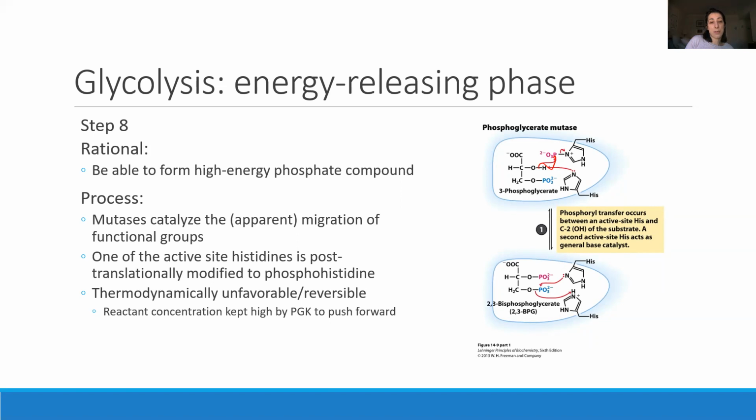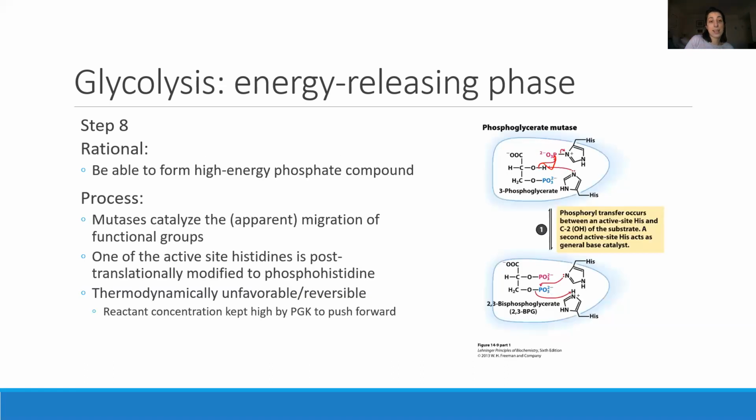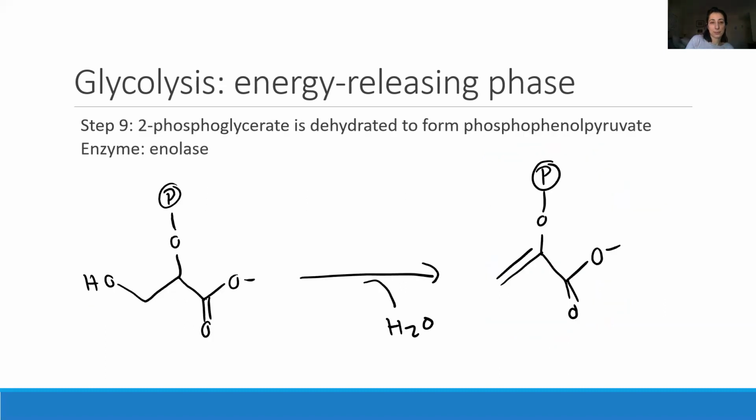This reaction is unfavorable and reversible. And again, the reason that it is able to continue is because the reactant concentration, that's the concentration of the 3-phosphoglycerate, is kept high to push forward. 2-phosphoglycerate in step 9, coming to the end here, is then dehydrated.